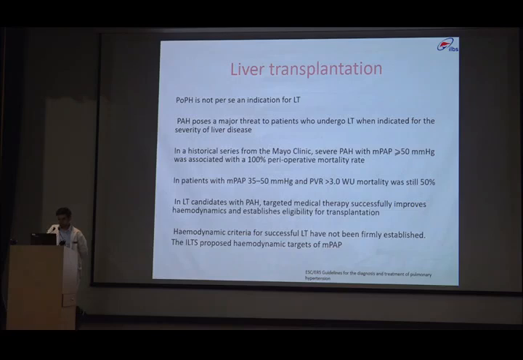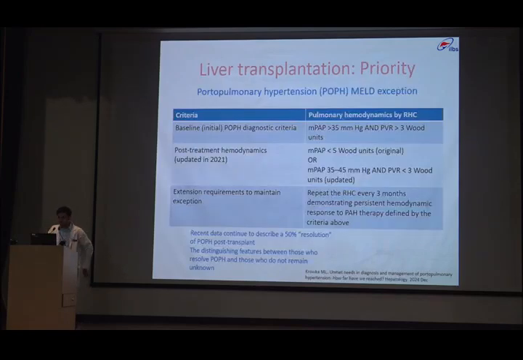In LT candidates with PH, targeted medical therapy successfully improves hemodynamics and establishes eligibility for transplantation. Hemodynamic criteria for successful LT have not been firmly established. So what is the priority statement in portopulmonary hypertension, mild exception? Baseline POPH diagnostic criteria should be met, and after treatment of POPH, the hemodynamics should be mean pulmonary artery pressure less than 35, or mean pulmonary artery pressure 35 to 45 mmHg with PVR less than 5 Wood units. And RHC has to be repeated every 3 months.